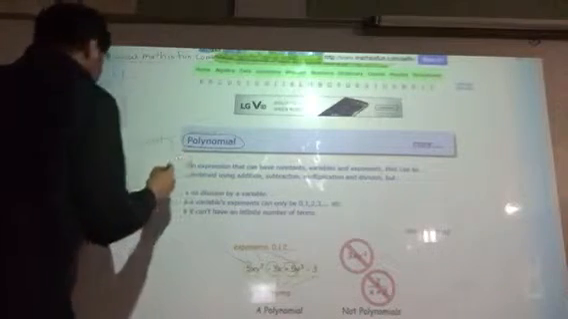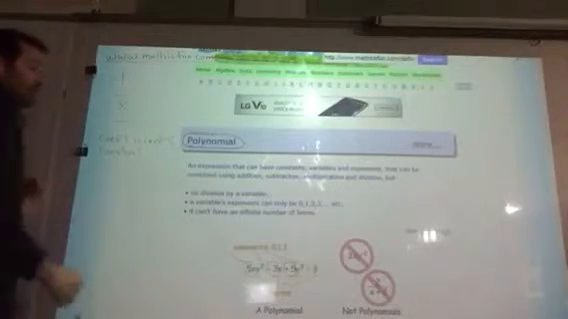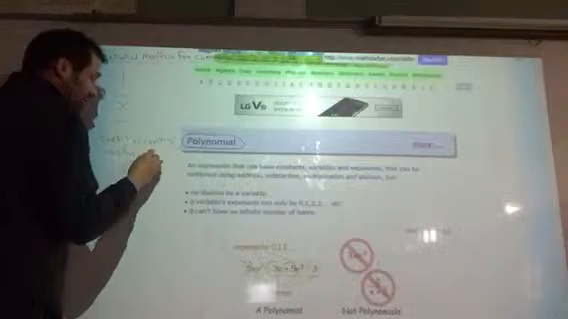Some other terms you'll need to know. Constant. I'll often say, have you combined the constants? This 3 is a constant. It will never change. It has no variables to it.